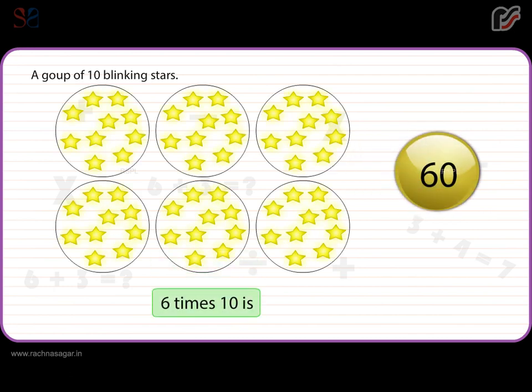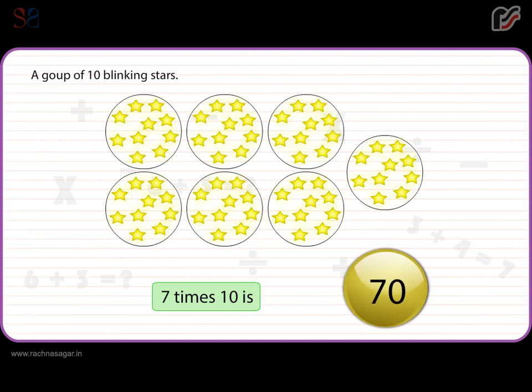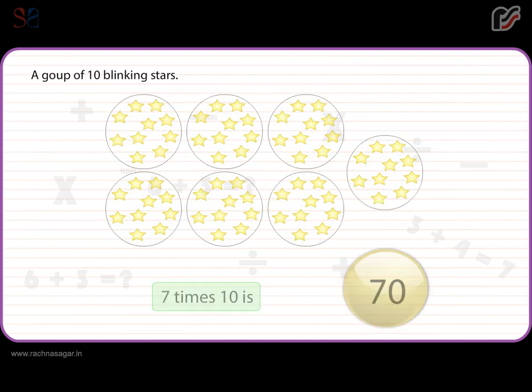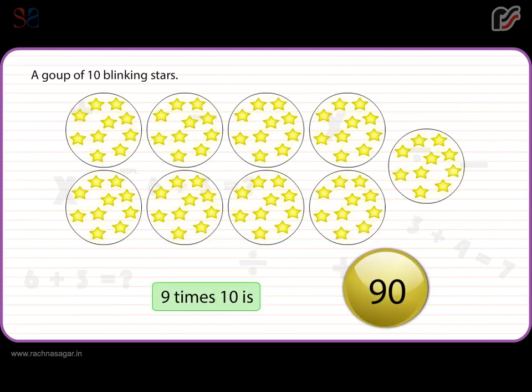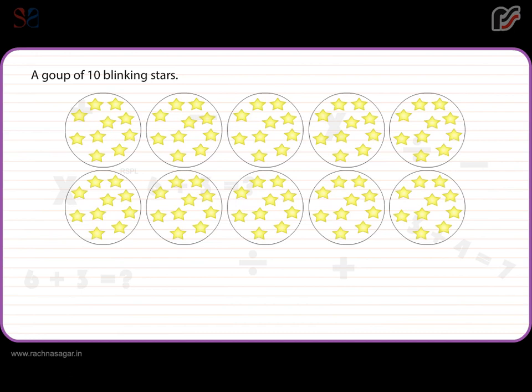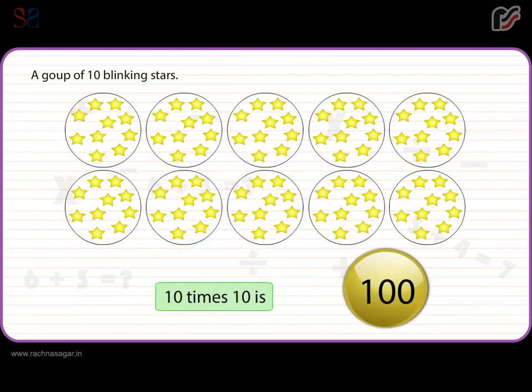6 times 10 is 60. 7 times 10 is 70. 8 times 10 is 80. 9 times 10 is 90. 10 times 10 is 100.